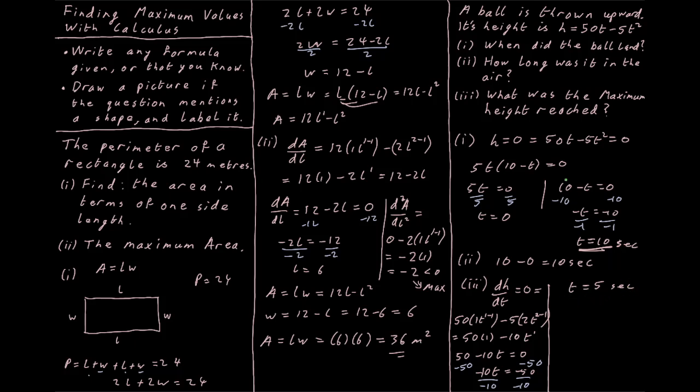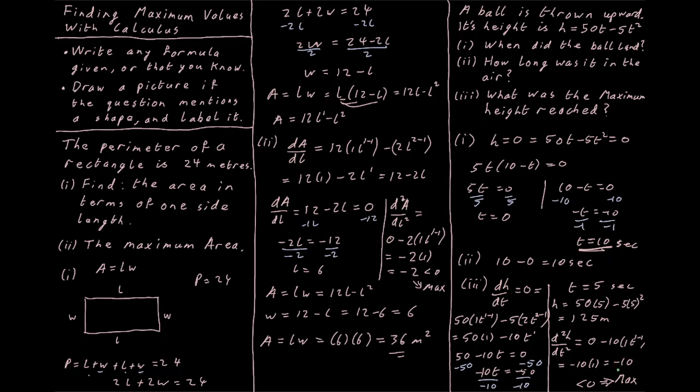To find the height, we would then sub that into our height equation. When we sub that in and put it into our calculators, we get the maximum height reached by the ball was 125 meters, and we'd need to show that we proved that it was a maximum by getting the second derivative and showing that it was negative. When we get our second derivative, we find that we get minus 10. Again, this is a quadratic equation, so it doesn't end up with a value for t involved in the second derivative, but it is negative.